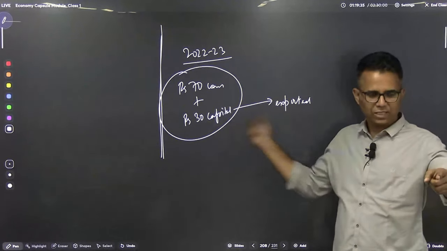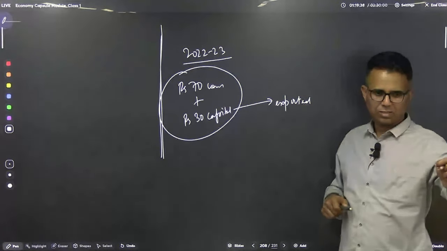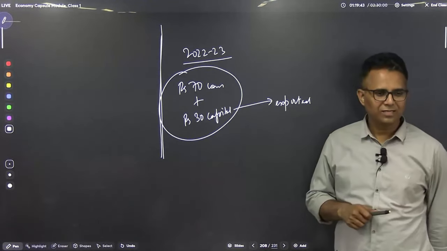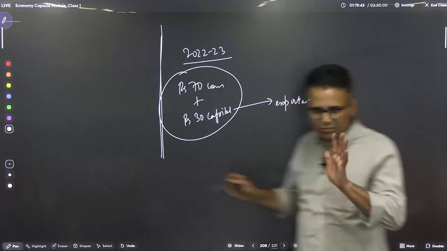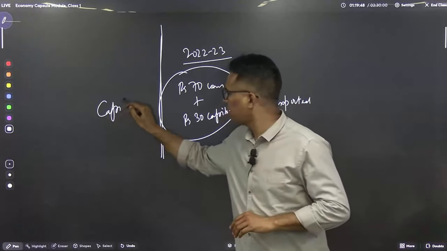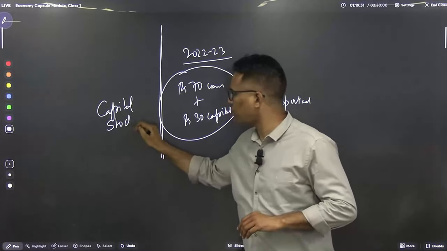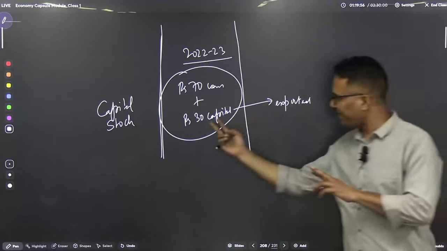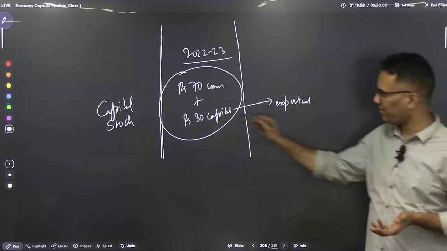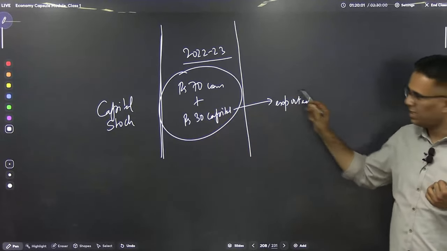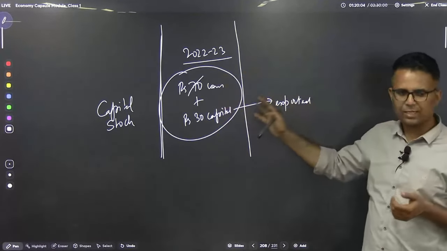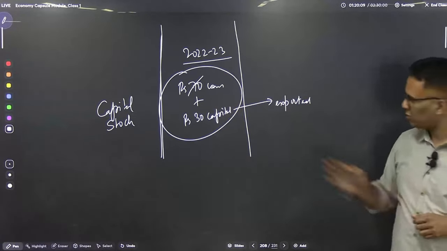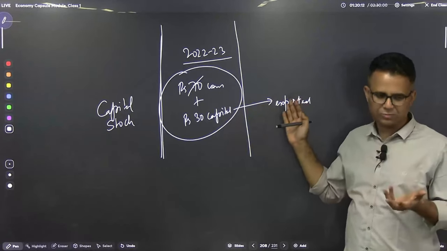If this is exported, next year output will be 100. There was some capital stock working, and that capital stock produced this. If we add to the capital stock, next year output increases. But if this capital stock got exported and this got consumed, next year again output will be 100. So when we export, understand the logic.